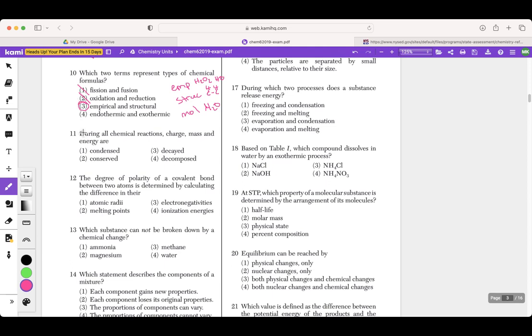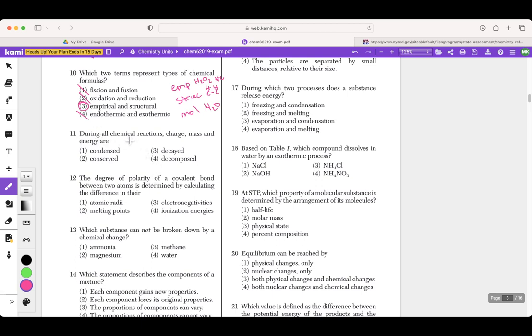Always double check the other choices. Choice 4, endothermic and exothermic, has nothing to do with formulas. Endothermic meaning I'm absorbing energy in the reaction, and exothermic meaning I'm releasing energy in the reaction. So all of these are examples of reactions except for 3. So you can use the process of elimination if you forgot what empirical and structural formulas are.